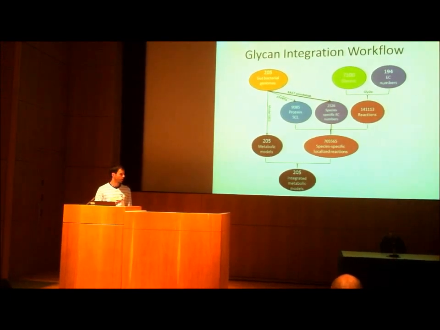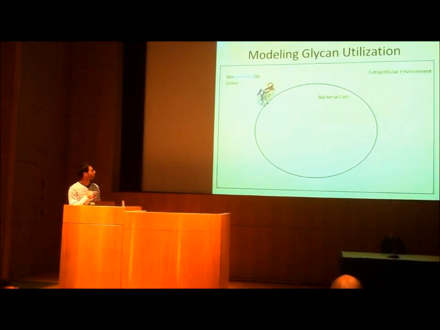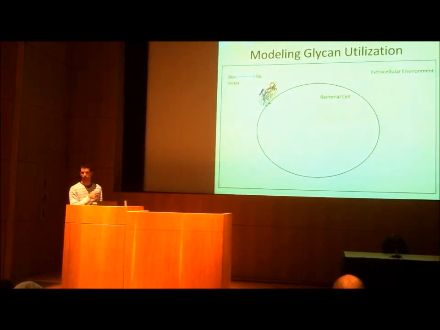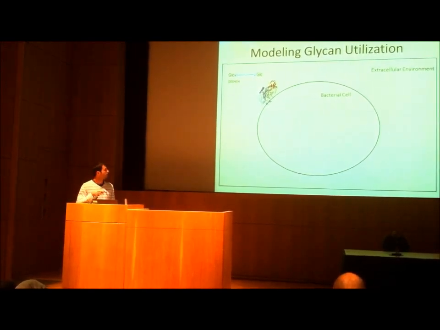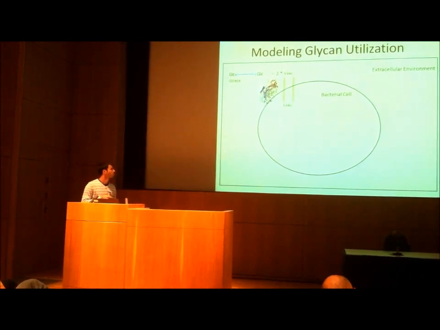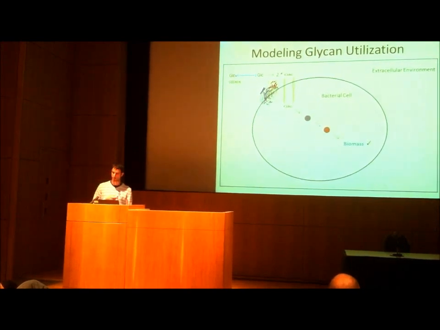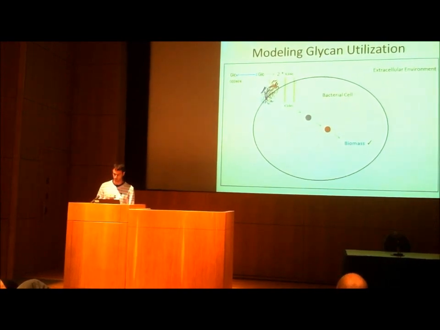The type of questions that we can ask using this is, let's say, this is the extracellular environment, and this is the bacterial cell, and it has this glycan in the extracellular environment, and this is an enzyme, whether it's membrane-bound or secreted, that can break this glycan. The degradation reaction will look like this. We get two glucose molecules. Glucose is subsequently transported into the cell and into metabolic pathways that eventually lead into biomass, which results in a higher growth rate of the organism.